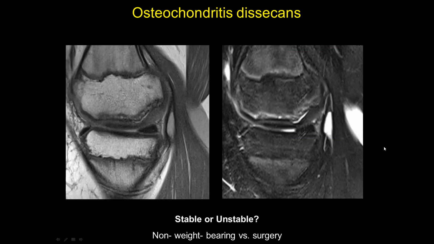Now, what does the surgeon want to know? Firstly, of course, he wants to know if there is an OCD, yes or no. But probably even more important, is it stable or is it unstable? Stable osteochondritis dissecans will be treated by non-weight bearing, whereas in cases of unstable OCD, surgery will very often be the way to go. So can we help differentiate whether this is stable or not? Well, of course we can.